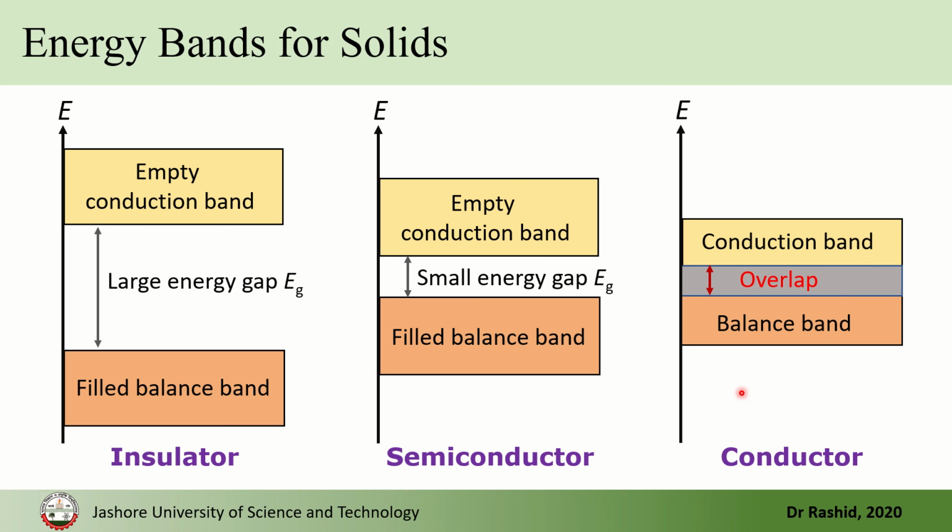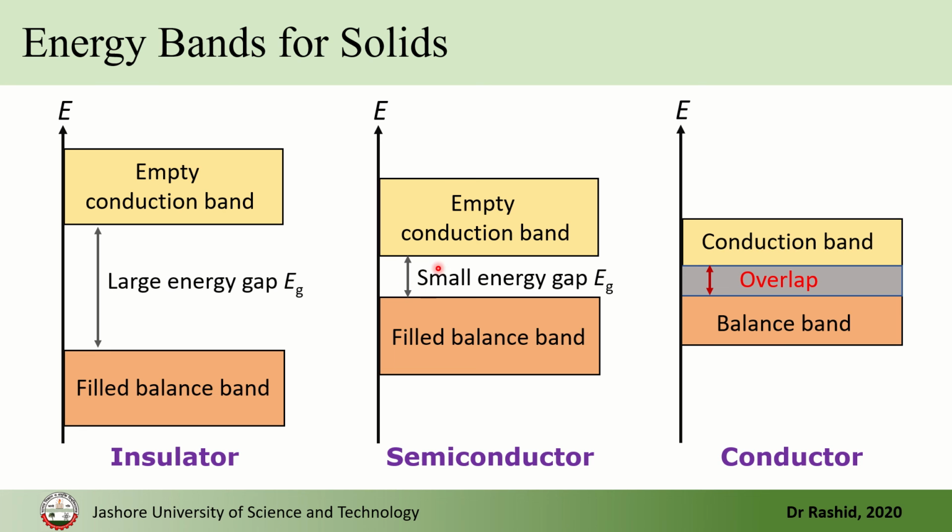Now, what happens in the conductor? So this is insulator, this is semiconductor. In the conductor, there is an overlap between the conduction and the valence band. That is, the carriers or electrons in this region belong to both of the bands. Whenever you apply any voltage, they are ready to conduct. That is, the electrons in this region can conduct whatever voltage you apply. That's why they are called conductors.